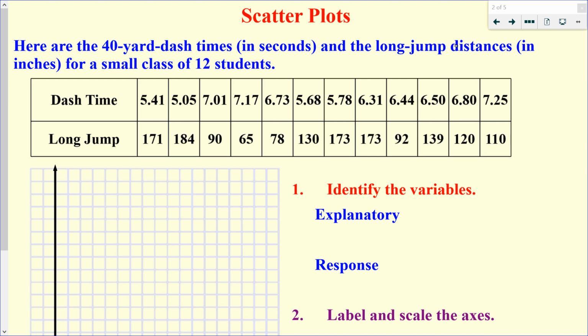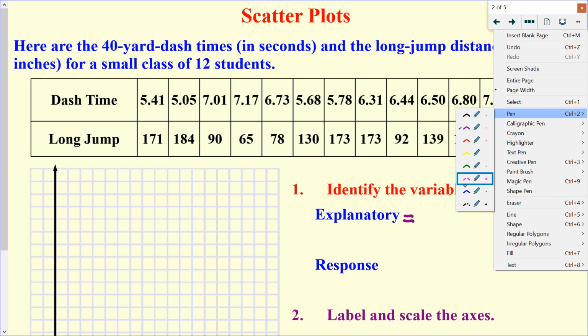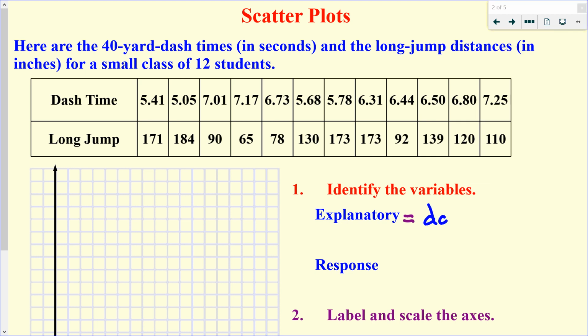Well, if you've ever run, you think about it, there's a standing jump and then there's the running up and taking a jump. Generally speaking, running provides you more power, and you tend to jump further. So in this case, our explanatory variable is going to be the dash time, and our response variable will be the long jump. What we're saying here is that perhaps the faster you go, the more you could jump.